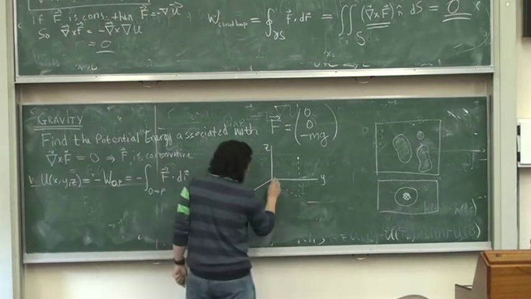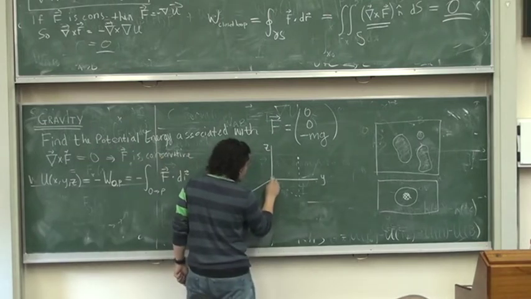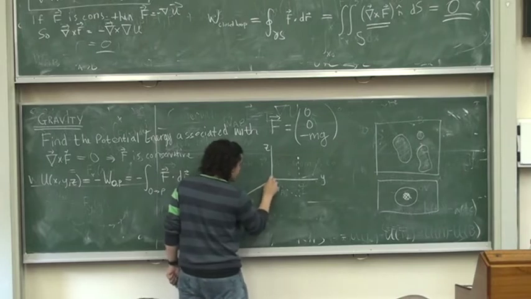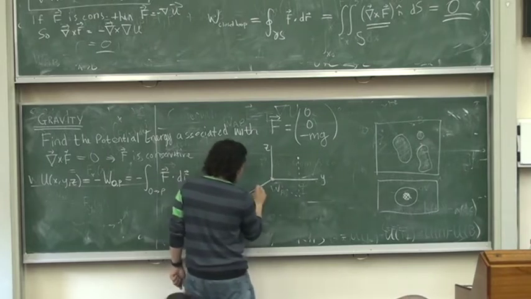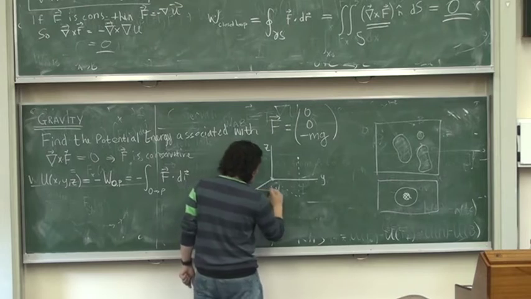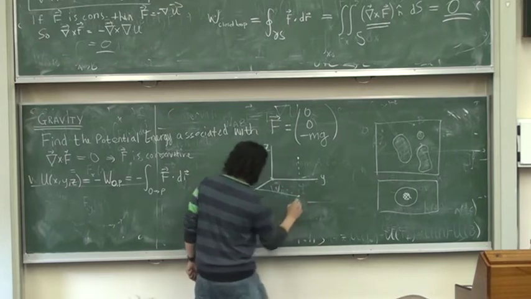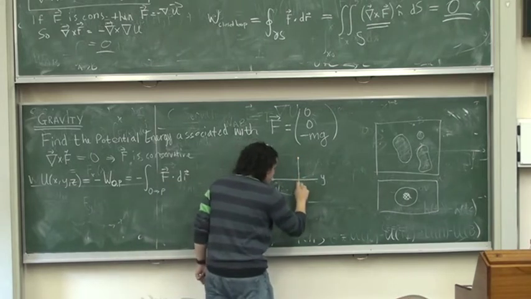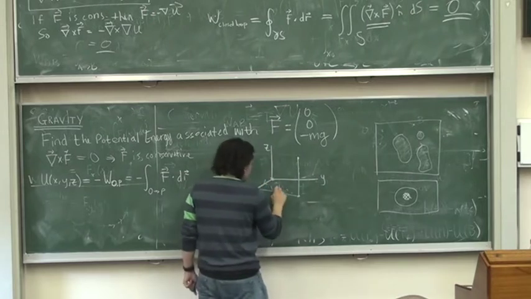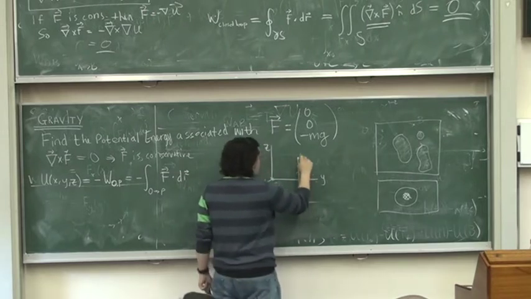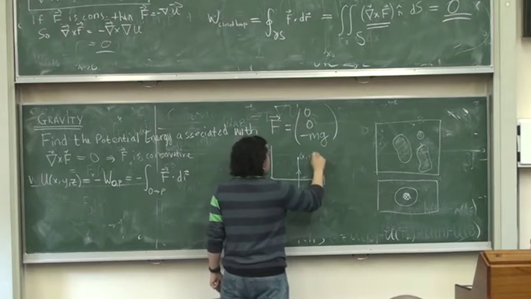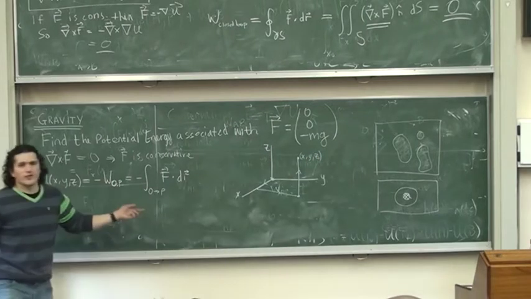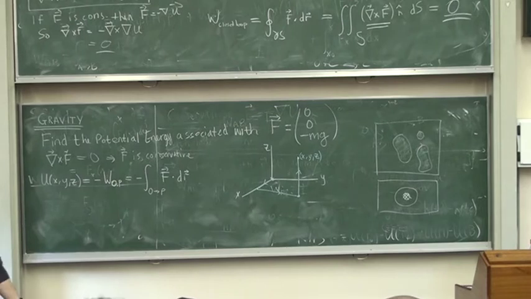I'm going to choose this path to begin with. A path that starts here, goes along the x-axis, gets to the x coordinate of the point, goes along the y-axis, gets to the x and y coordinate of the point, goes along the z-axis, and gets to the z coordinate of the point. Right? That's a path in space from 0 to the point. I can certainly choose that path, there's no problem with that.